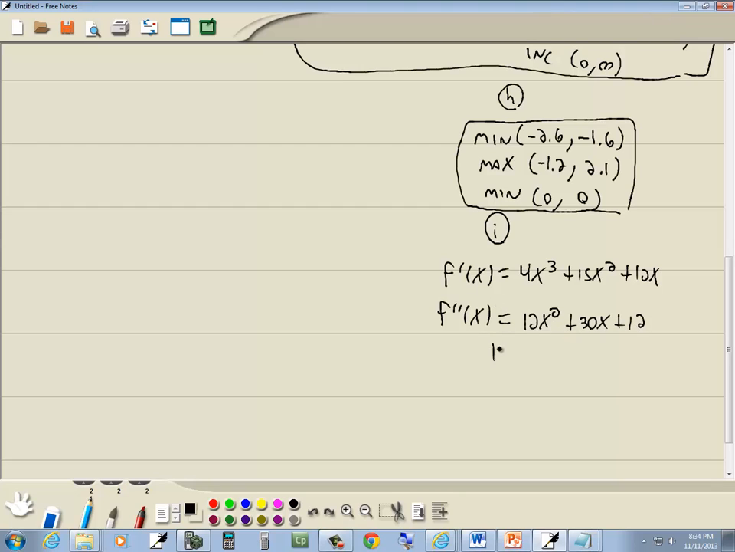Now we want to set that equal to 0 so we can find our critical values. So we got 12x squared plus 30x plus 12 equal to 0. First thing we'll do is factor out the GCF. They're all divisible by 6. So that comes out, and that gives us 2x squared plus 5x plus 2 equal to 0.